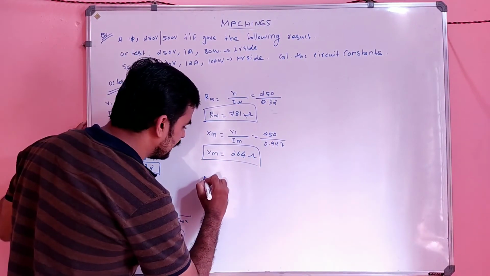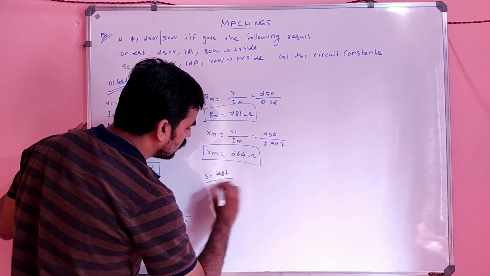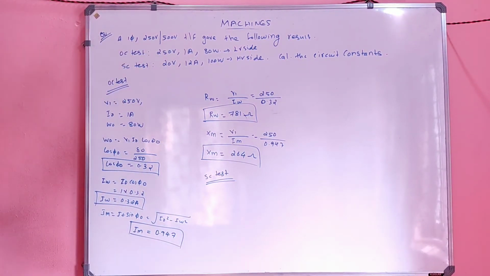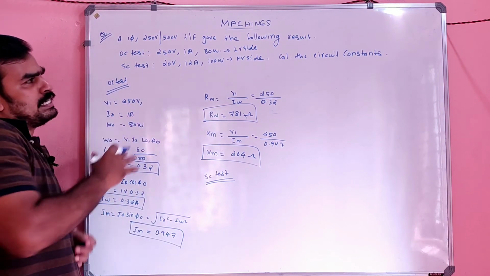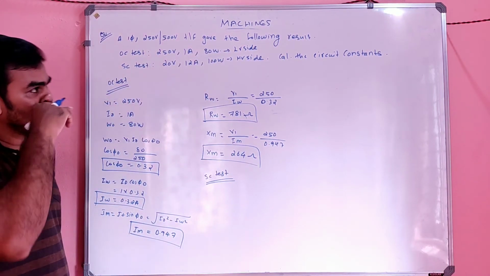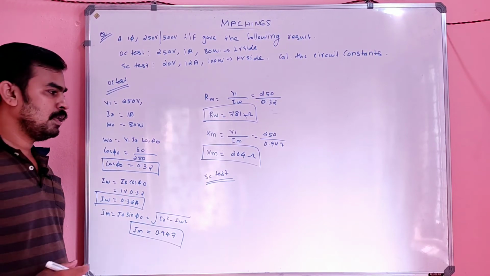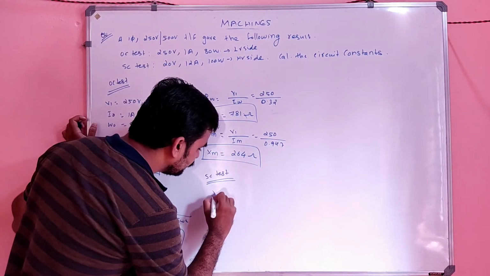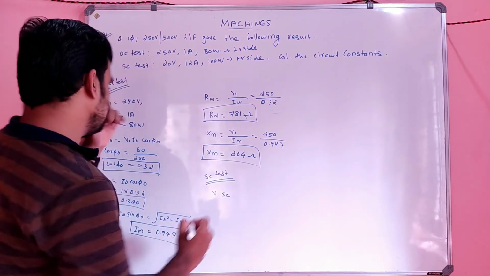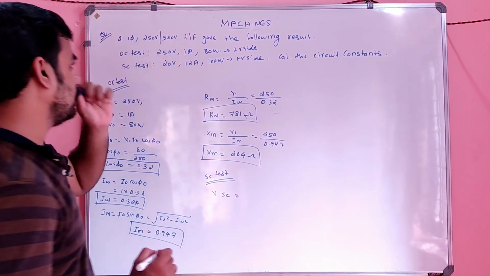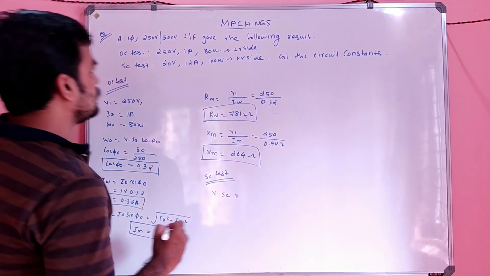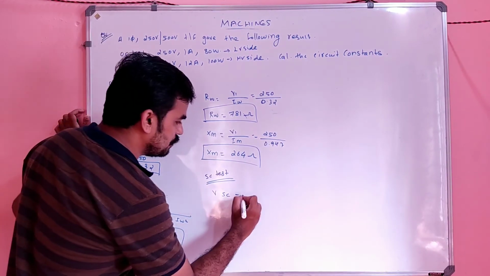Next we have to focus on the SC test. This OC test is done on LV side, and SC test is on high voltage side or HV side. So we have VSC equal to what? It is nothing but 20 volt, right? 20 volt.